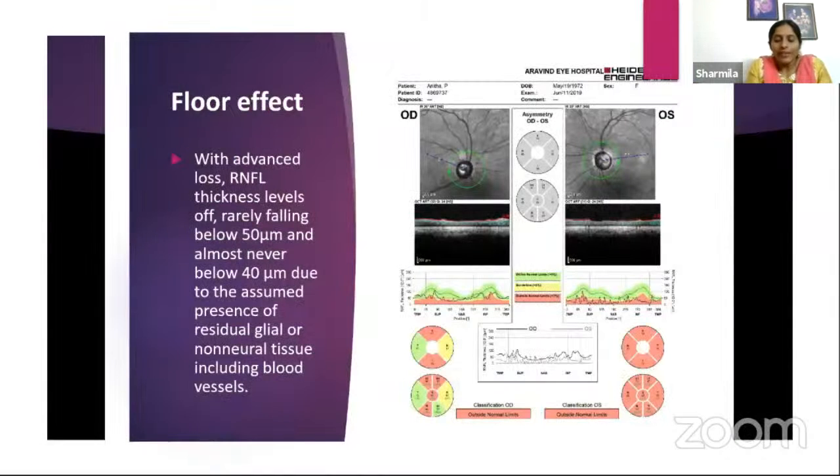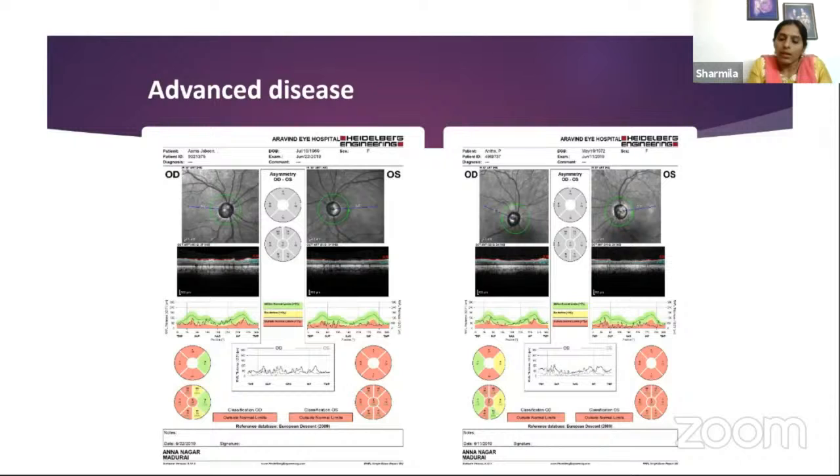And when you read a printout of an advanced glaucoma, it is really very difficult because there'll be a floor effect. So the machine will not be able to identify any other loss, residual glial tissue, including blood vessels. So in case of advanced glaucoma, one has to rely on other parameters like the Humphrey field analyzer or the Octopus field analysis rather than looking into the OCT for progression.